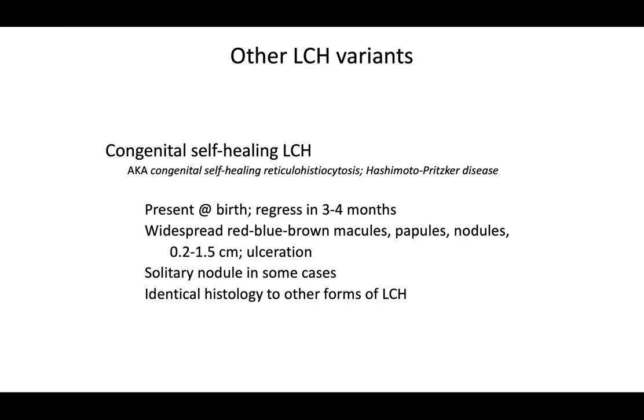So really putting everything into clinical context is going to be crucial when trying to decide if you're dealing with a more serious Langerhans cell histiocytosis. So these are present at birth. They regress in about 3 to 4 months. They're widespread red, blue, brown macules, papules, and nodules. They can be a fraction of a millimeter. They can be over a centimeter. They can be ulcerated in some cases, solitary nodules in some cases, and they essentially have identical histology to other forms of Langerhans cell histiocytosis.